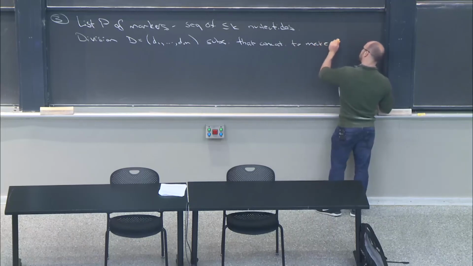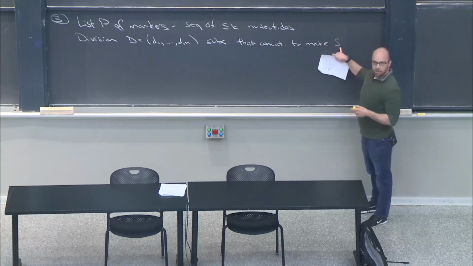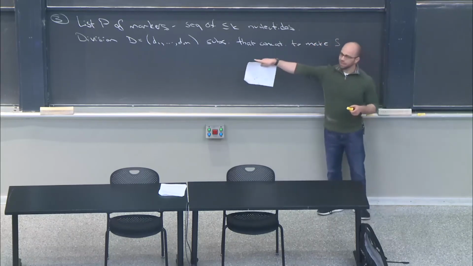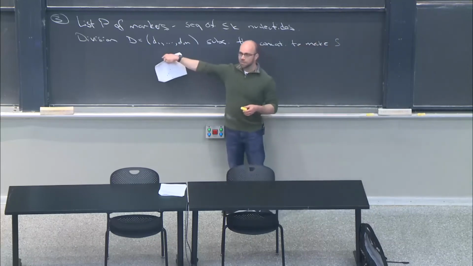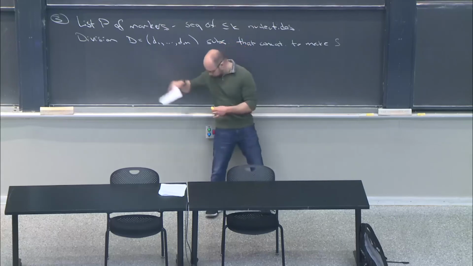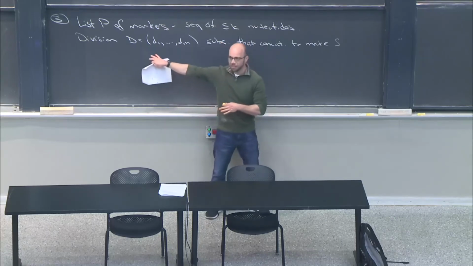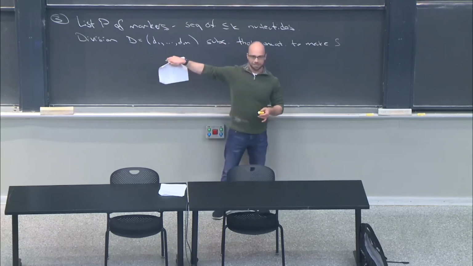So if S is our input string, then a division D is just like chopping up S into little substrings, each of which we can give a name, little d here. So big D is the full division, little d is all the little pieces.